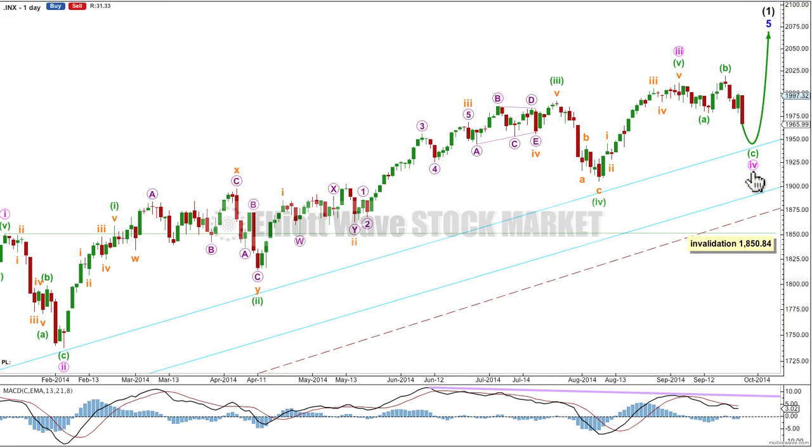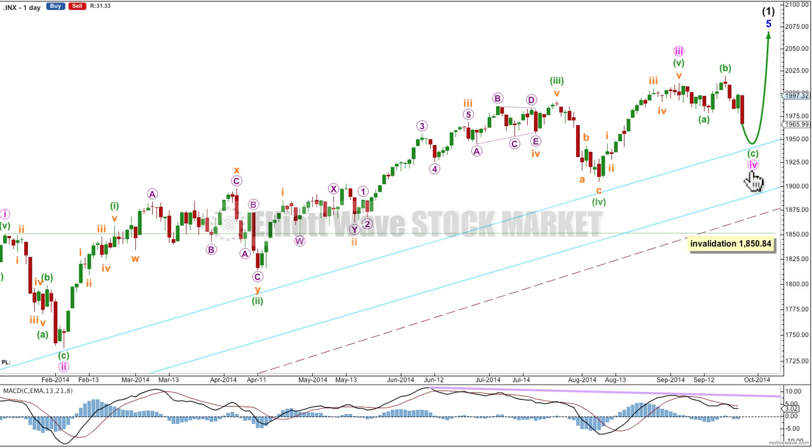So I expect downward movement for at least one more day, maybe 2 or 3, to come just short of this blue trend line right here. When that's done, we'll have a target for the final fifth wave up for you. Minute 4 can't move into wave 1 price territory below 1850.84, but I don't expect price for this correction to get anywhere near that invalidation point.